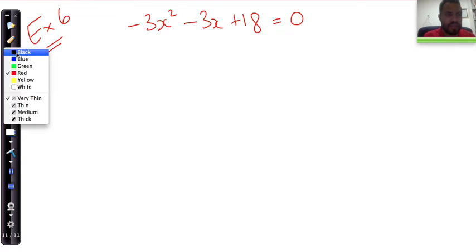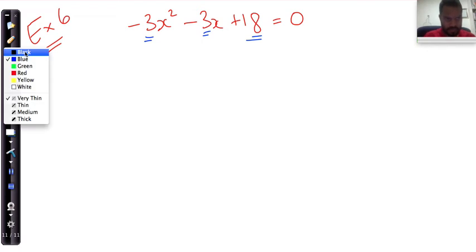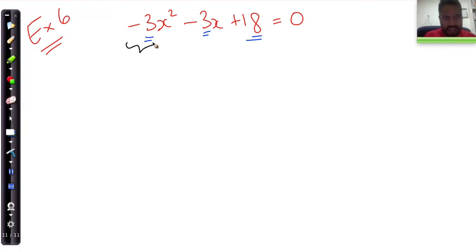What is important to note over here is that each of these are multiples of 3. 3 can go into 3, 3 can go into 3, 3 can go into 18, so we can make this look a little bit friendlier. We can factorize it because it's already in standard form, it's already equal to 0, and we try to pull out a common factor first. My common factor is negative 3 because that goes into each of these.